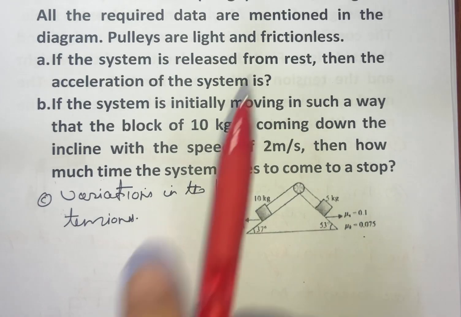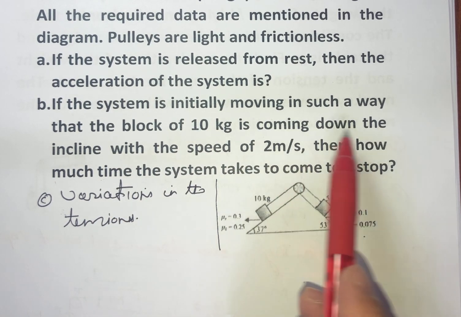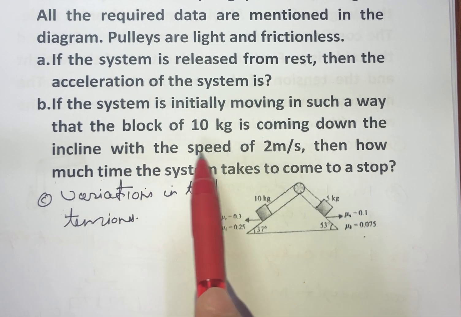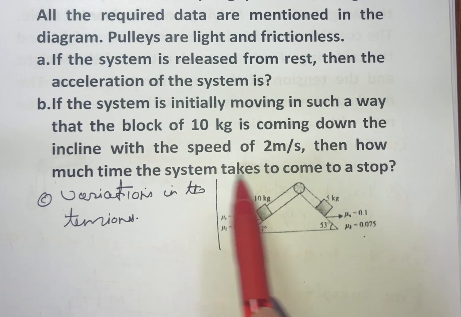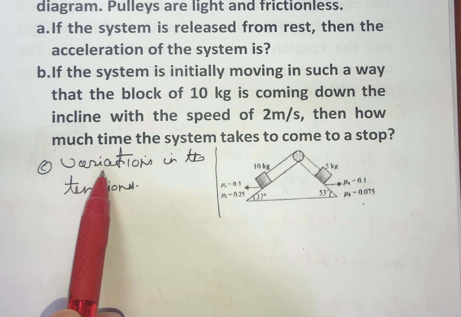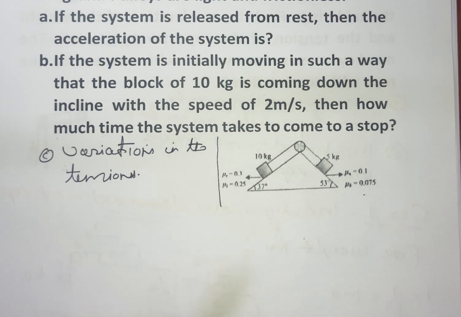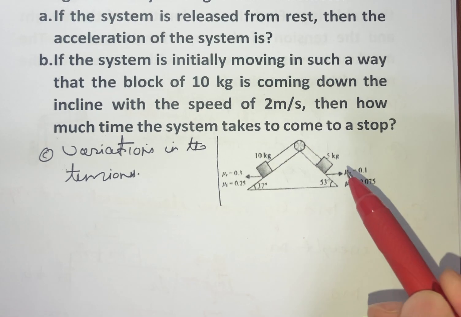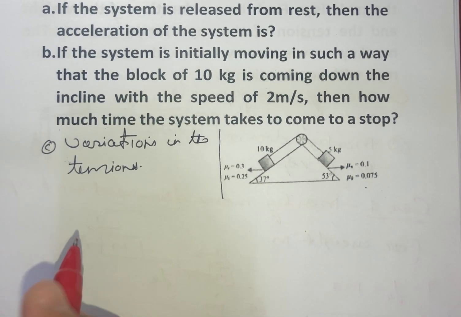If the system is initially moving in such a way that the block of 10 kg is coming down the incline with a speed of 2 meter per second, then how much time does the system take to come to a stop. And the third, the variation in the tensions for this A and B part. So let's draw the free body diagram first of all for 10 kg and then for 5 kg, and then solve it.